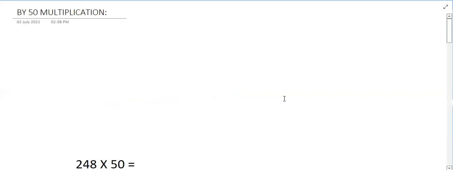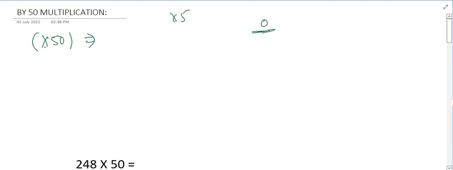Then we'll see multiplication by 50. Anyone tell me, instead of multiplying by 50, what we can do? Sir, normally we add 0, but we have to add another 0. Yes, correct. After completion of multiplication by 5, finally we add 0.